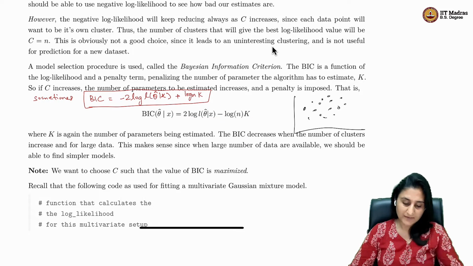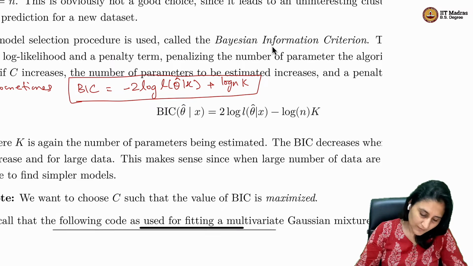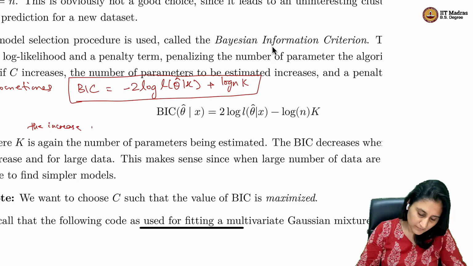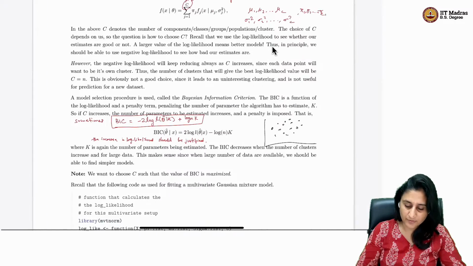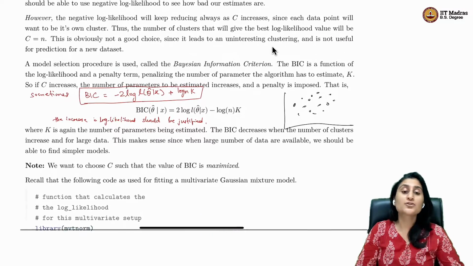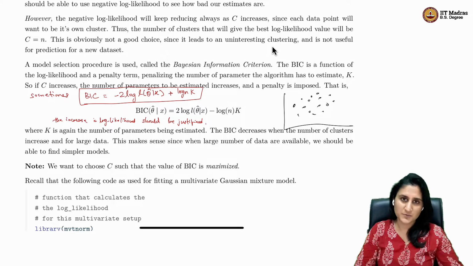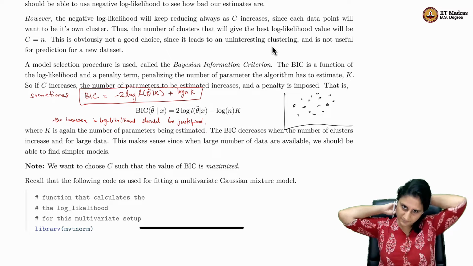So the idea is that the increase in log likelihood should be justified. And only then do we want to choose that number of clusters C. Otherwise, we don't want to choose those number of clusters C. Okay.